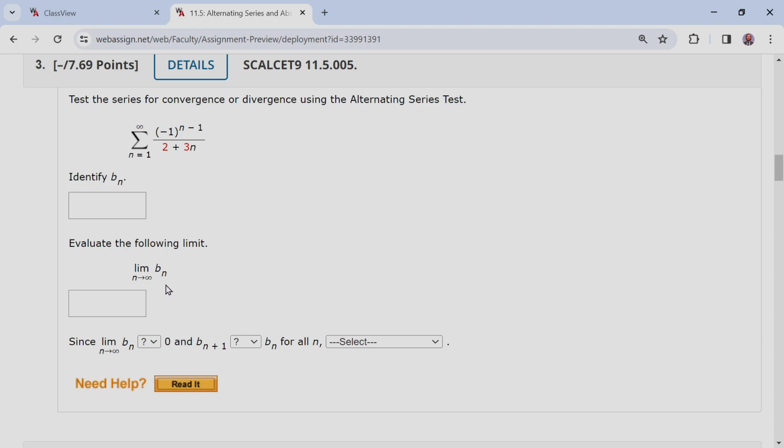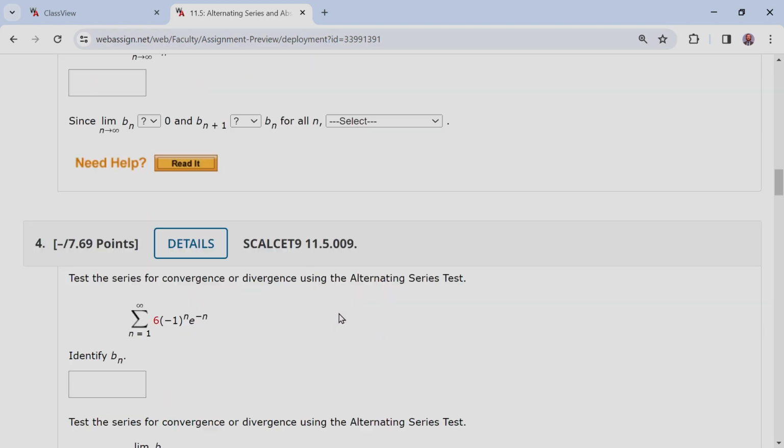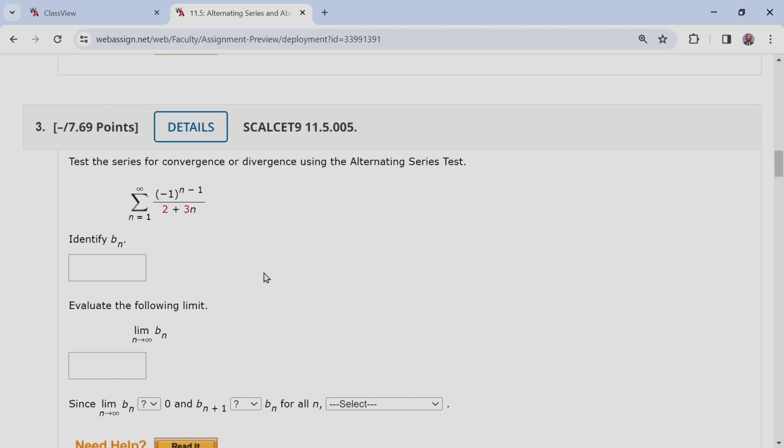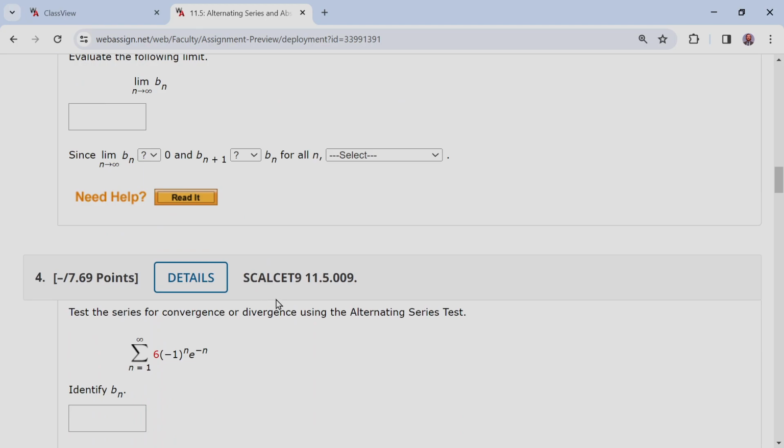The b_n's go to 0. The b_n's here, by the way, what they mean by identify the b_n is just pluck off the power of -1. Take the absolute value of the terms here. The -1 becomes just 1, and then you have 1 over 2 plus 3^n. That limits to 0, and there's a decreasing behavior there, which means you would get convergence. This is actually a good question because it takes you through the whole process of an alternating series test, which is what WebAssign should be doing in other examples that it kind of sucks at. Okay, anyways, test this series for convergence or divergence.